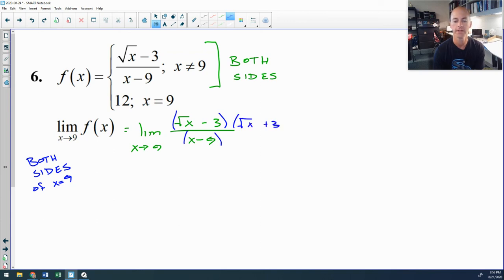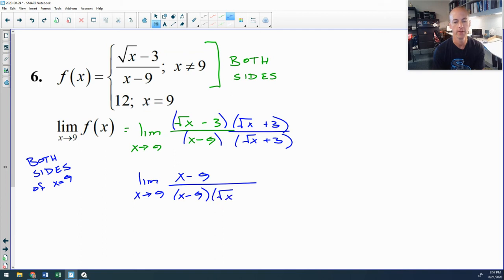I will rationalize the numerator, multiplying by root x plus 3 on top and bottom. And remember, when you rationalize, you only take the time to expand the conjugate pairs. So I'll have root x times root x is x, negative 3 times 3 is negative 9. We do not expand the denominator because I need to cancel that x minus 9 that is down there. So we'll leave the denominator intact. I can now divide out and cancel the x minus 9s.